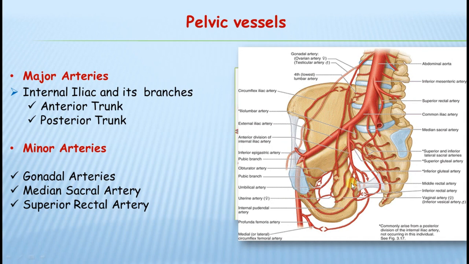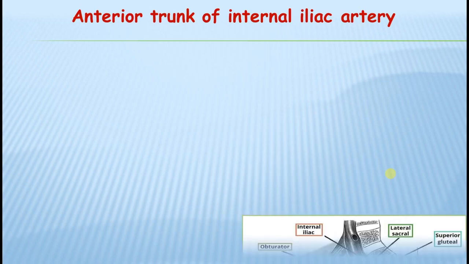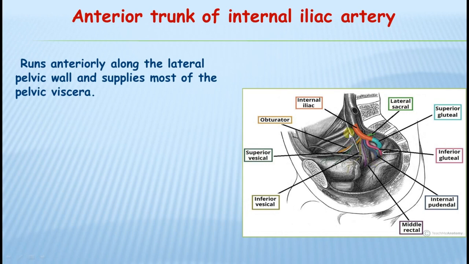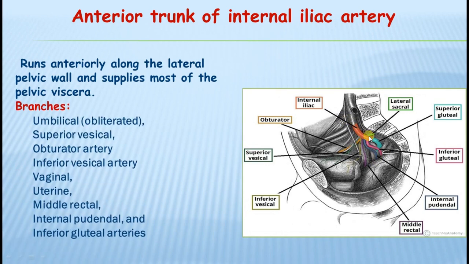Again, the anterior trunk branches are very important because they are mainly responsible for supplying most of the organs of the pelvic region, that is your bladder, uterus, ovary, vagina, rectum, all these structures. So what are the branches of the anterior trunk of the internal iliac artery? They mainly run along the lateral wall of the pelvis and supply most of the pelvic viscera.